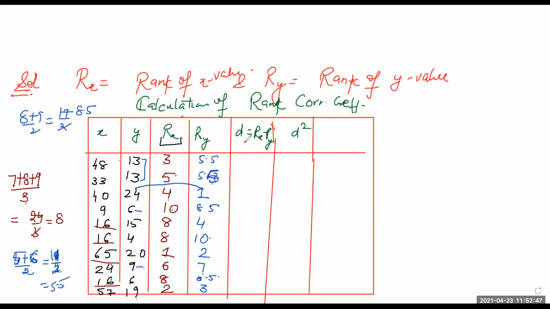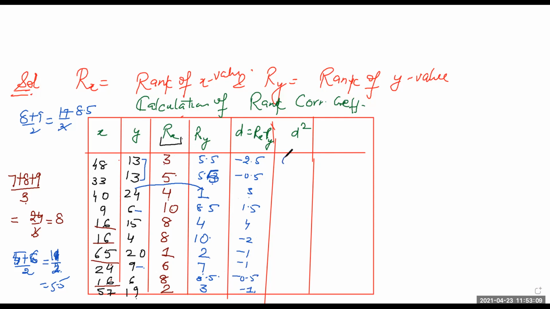Now you will just subtract the ranks of X value and ranks of Y value. So I'm just writing the value. This is -2.5, minus 0.5. Then you have 3, then 1.5, then 4, then -2, -1, -1, minus 0.5, -1.